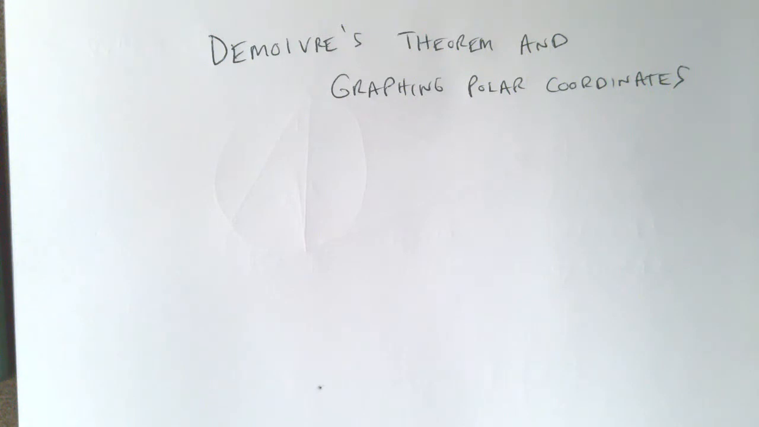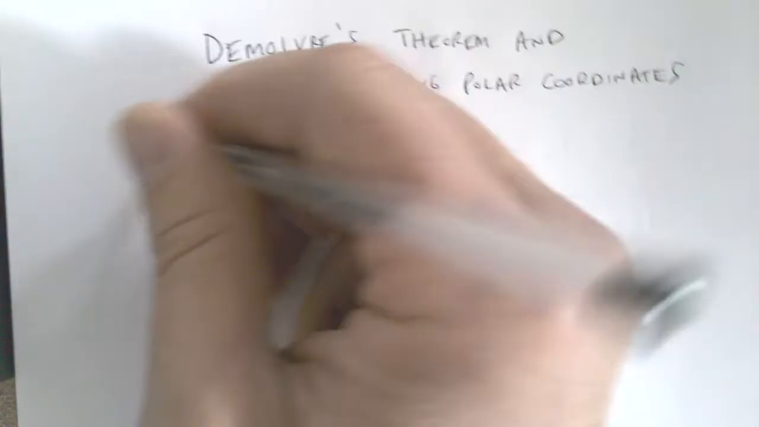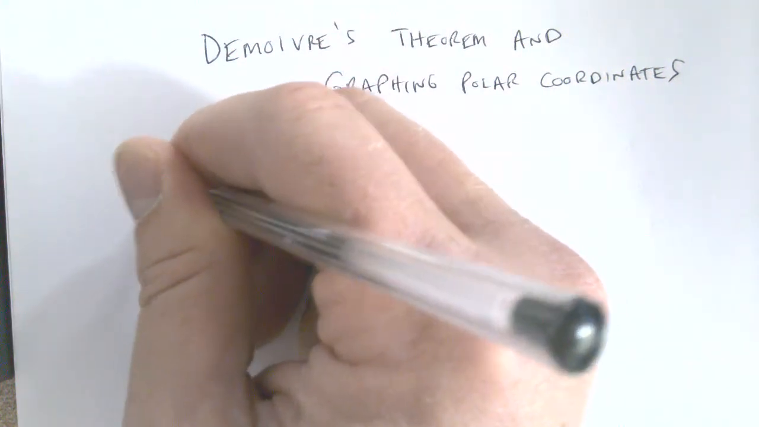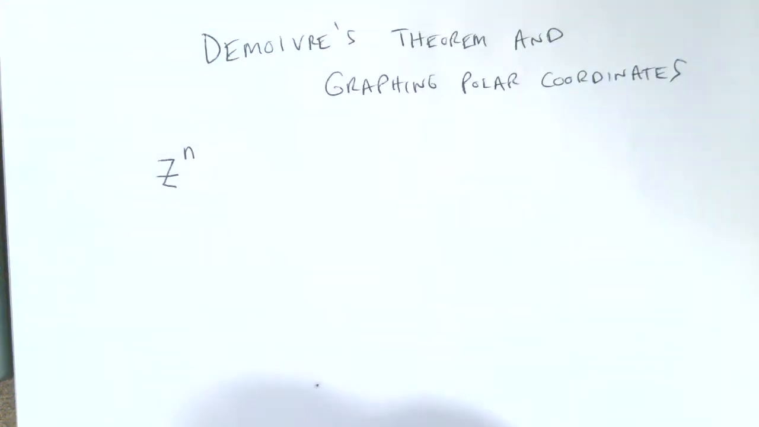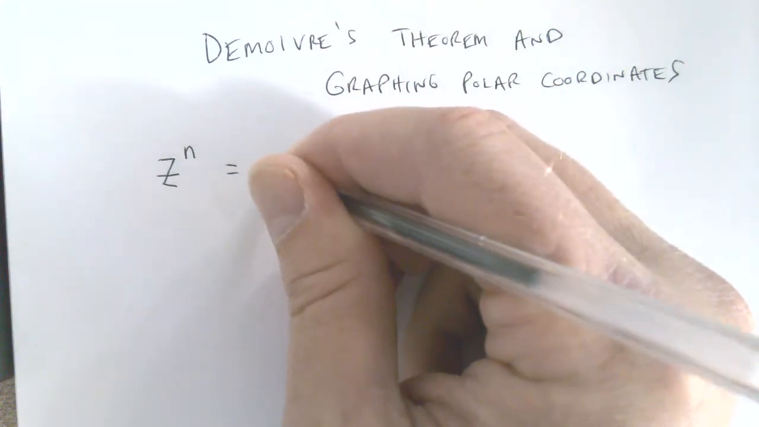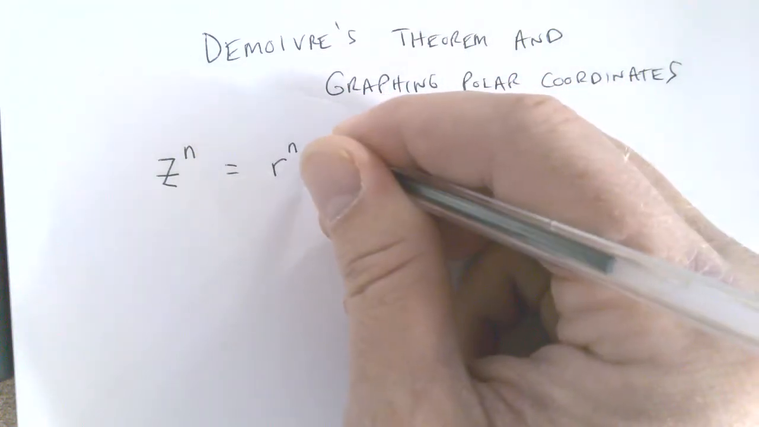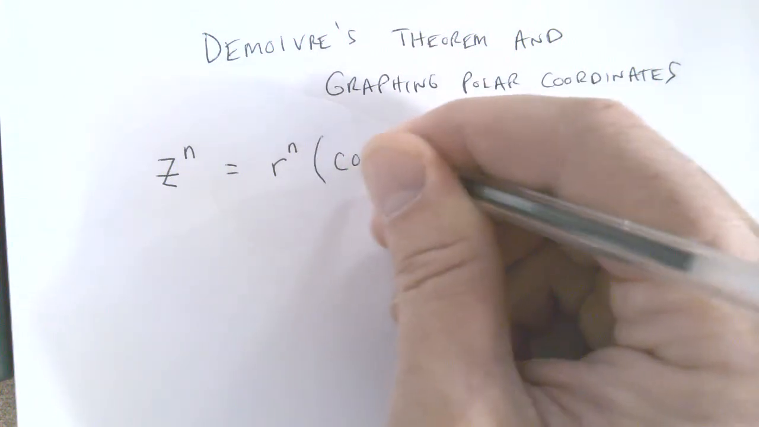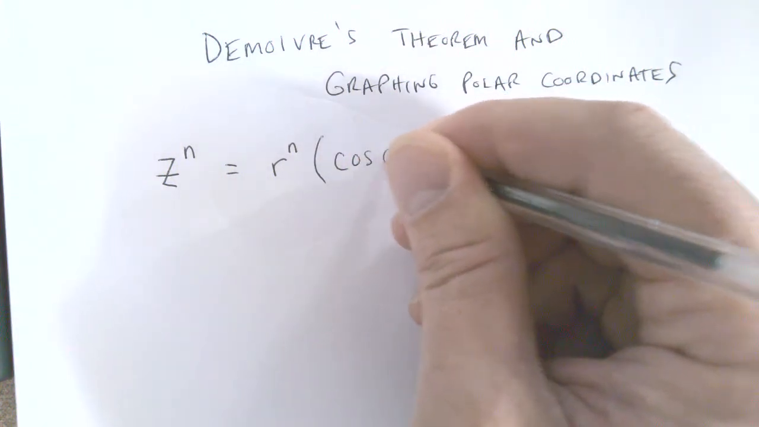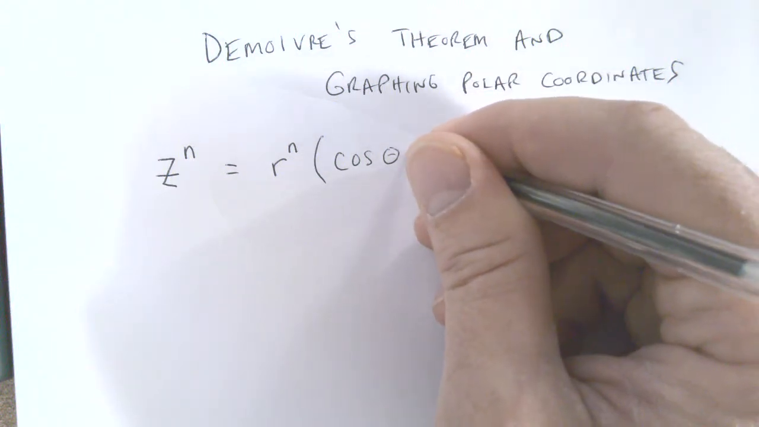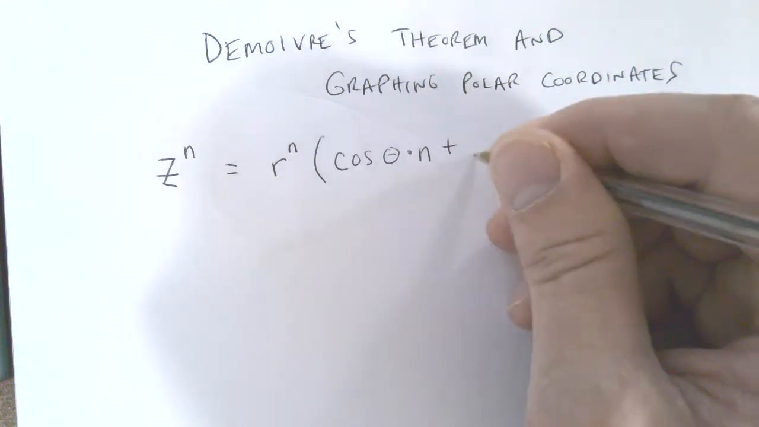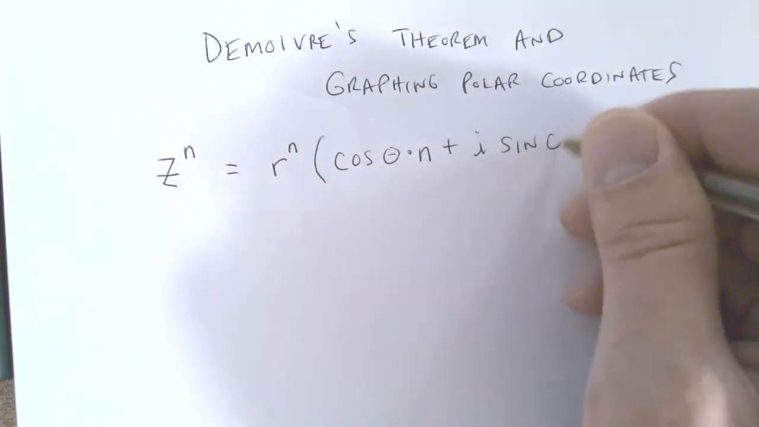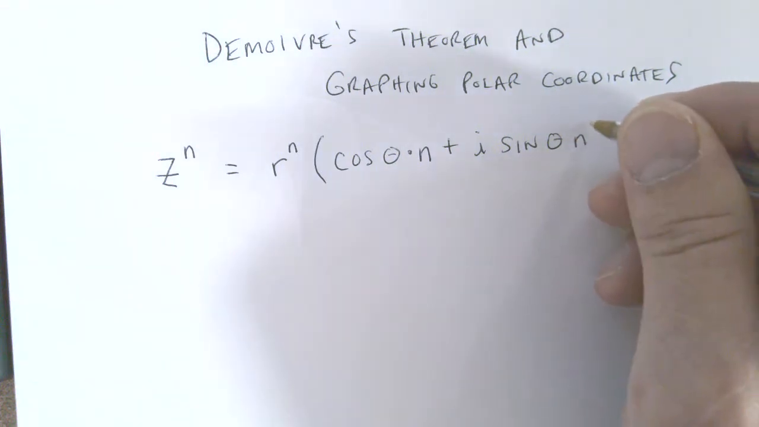If we have something raised to a power, so something to the nth power, I'm just going to use n. Basically what De Moivre's Theorem says is we take the radius and we raise it to that nth power. And we take the cosine of theta in trig form and multiply it times the power, plus i sine theta times the power.